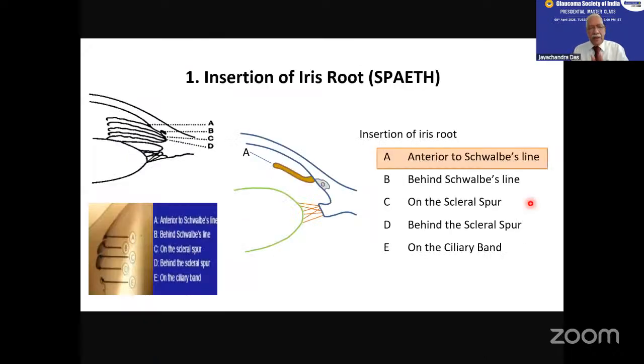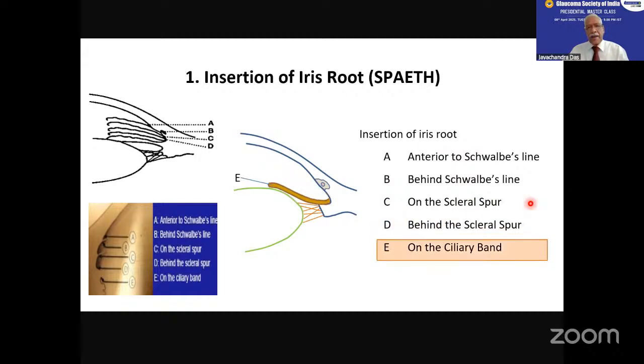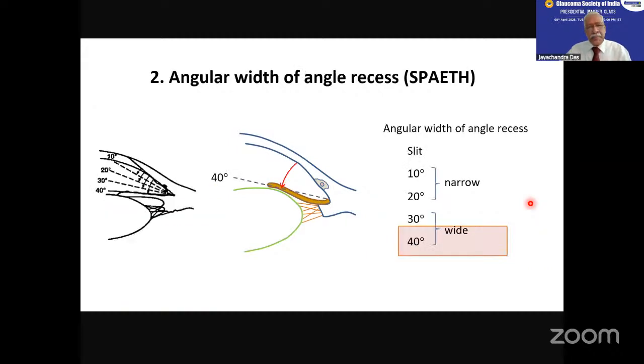I'll use some schematic diagrams. See, this is the insertion of the iris root: anterior to the Schwalbe's line, behind the Schwalbe's line, on the scleral spur, behind the scleral spur, and on the ciliary body. You must identify where exactly the insertion of the iris root is. This is the first parameter you must include. The second parameter is the angular width of the angular recess. The angular width may be 40 degrees, 30 degrees, 20 degrees, 10 degrees, or even a slit line. This point I will clarify again, what exactly the angular recess is and what exactly we mean by angular width.